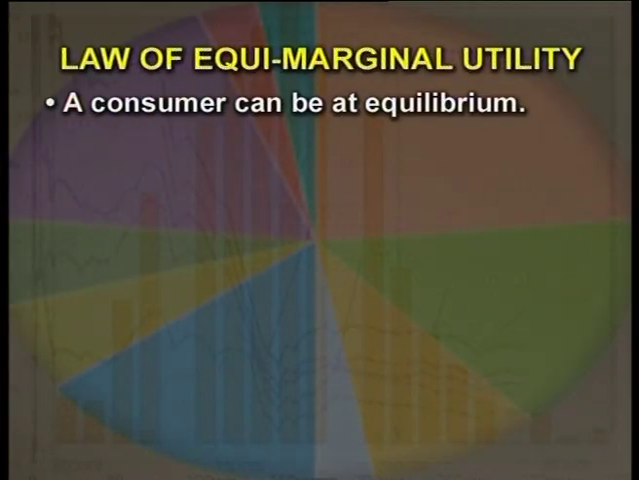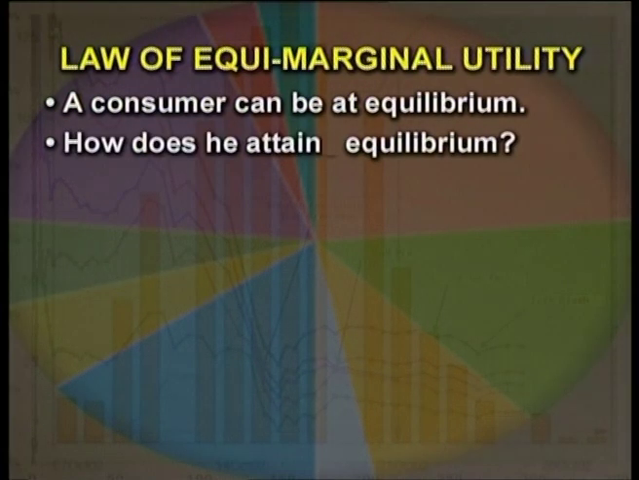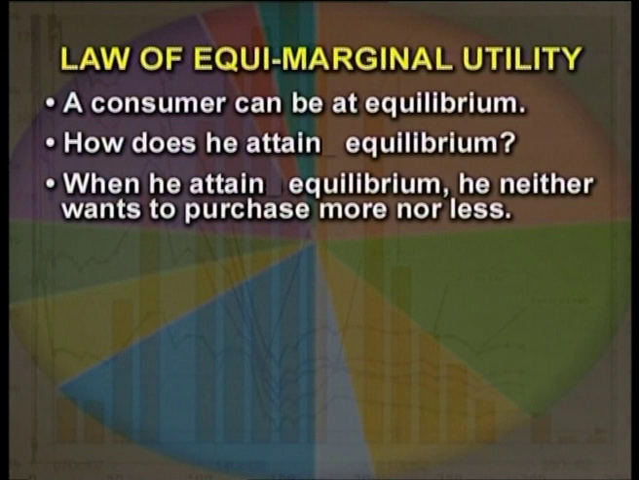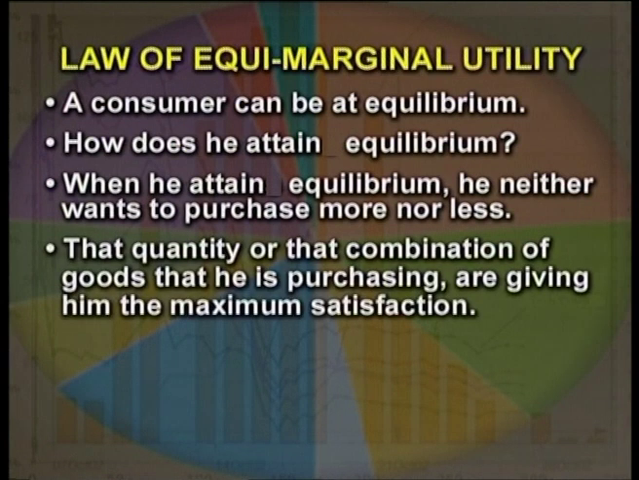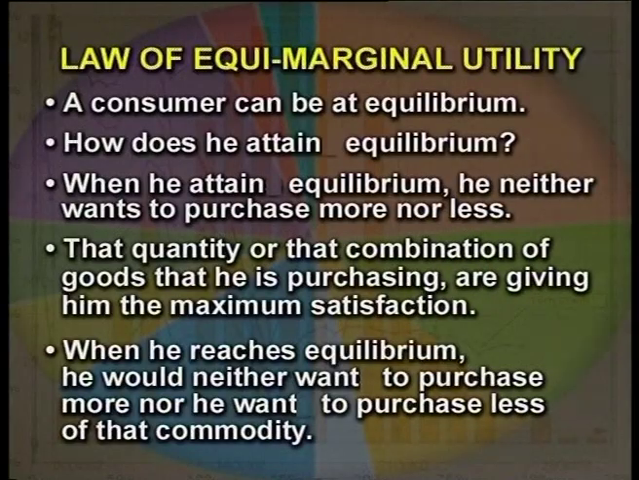In fact, we had seen in the earlier lectures that a consumer can be at equilibrium. Or how does he attain equilibrium? When he attains equilibrium, he neither wants to purchase more or less. In other words, that quantity or that combination of goods that he is purchasing is giving him the maximum satisfaction, and therefore any quantity more than that or less than that would not give him that maximum satisfaction, and therefore he is said to be at equilibrium. When he reaches equilibrium, he will neither want to purchase more nor will he want to purchase less of that commodity. And therefore, this law is a very important law, and it helps us to understand how the consumer behaves or how he has to spend his money in order to maximize his satisfaction.